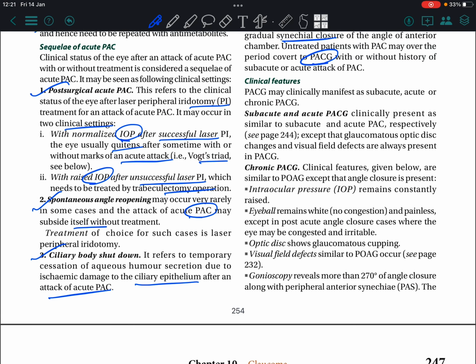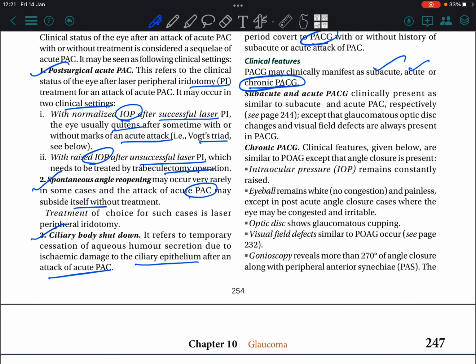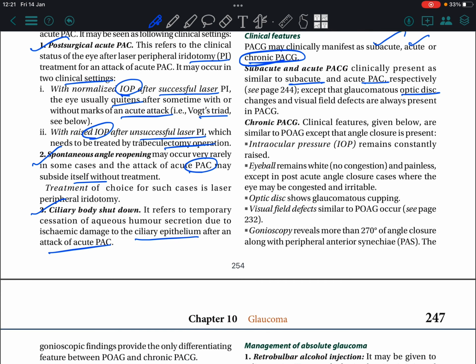Clinical features: PACG may clinically manifest as subacute, acute or chronic PACG. Subacute and acute PACG clinically present similar to subacute and acute PAC respectively, except that glaucomatous optic disc changes and visual field defects are always present in PACG in any condition, subacute or acute. In chronic PACG, intraocular pressure remains constantly elevated, and the eyeball remains white and painless, except in post acute angle closure where the eye may be congested and irritable.